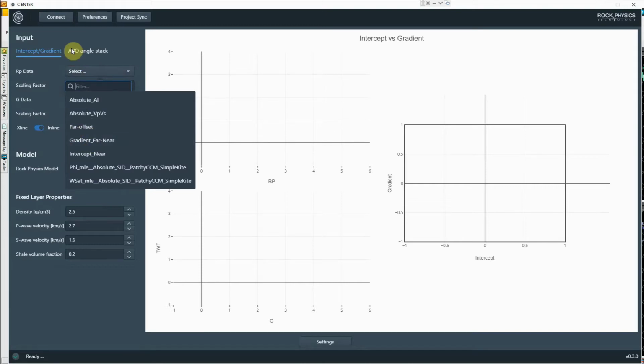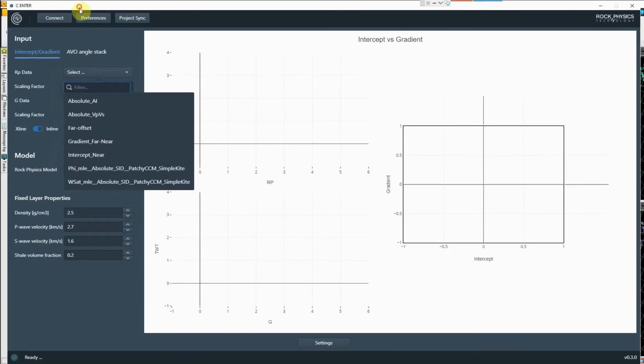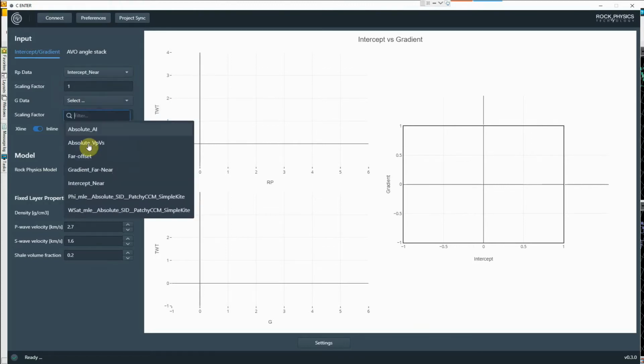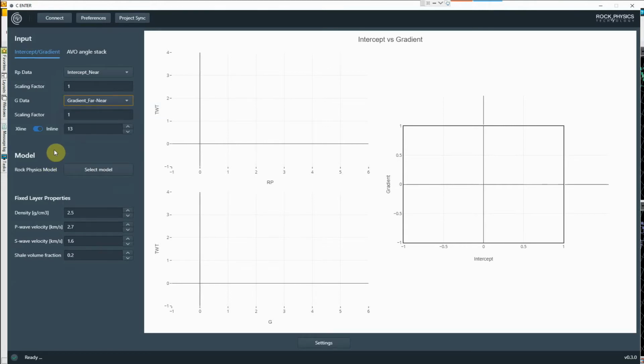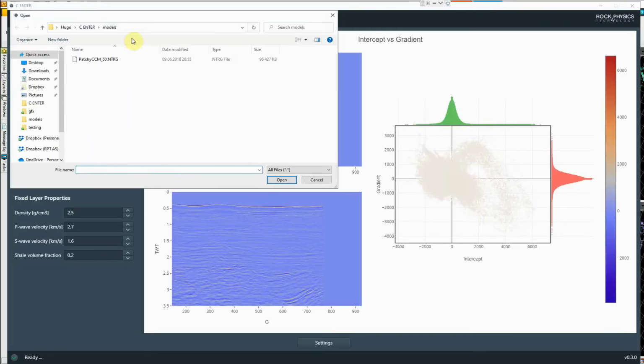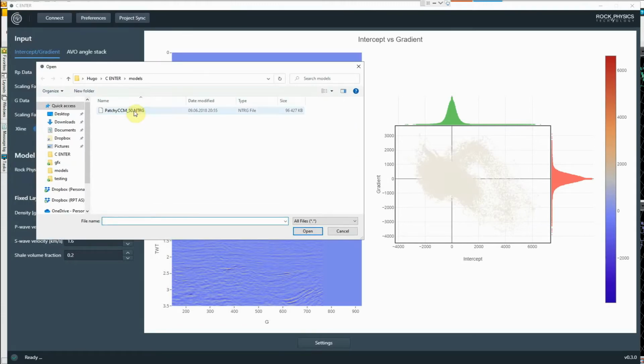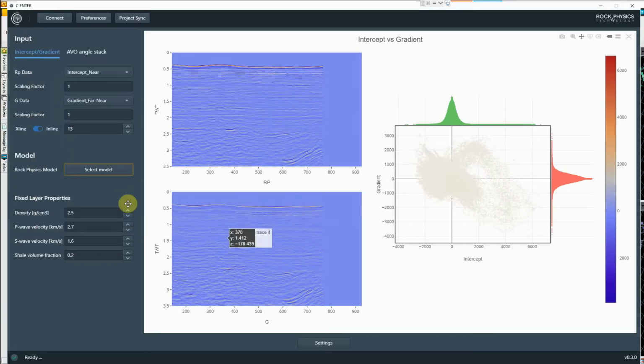I'm already connected with Petrel. I'm running Centre and I'm getting the different seismic data available here. So we can then choose the intercept and the gradient data here, and we can also choose a model. This module, the AVO RPT, is not as responsive as we would like to see, so that is something we are going to work on. So we have to be a little bit patient when working with this module.